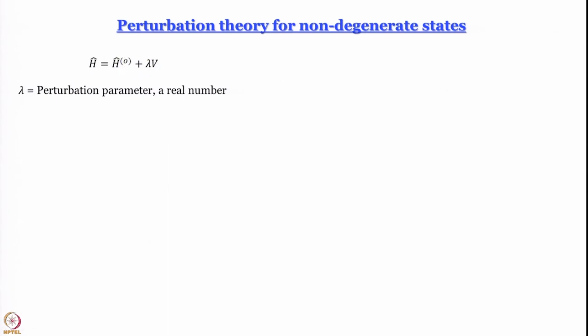The expressions for wave function and energy are more or less the same. You write the wave function psi k, the kth state wave function, as the unperturbed wave function for that state plus a sum of lambda to the power j times the jth order correction term for the wave function of the kth level, lambda to the power j psi k jth. That is how we write it. So, the coefficient becomes lambda to the power j.